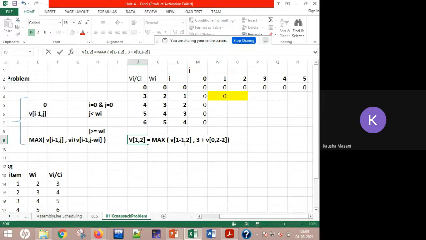Everybody getting this? How I came up with these values? 1 minus 1 and 2 minus 2 and 3 and 2 and everything. Online students, yes or no? Did you get this?